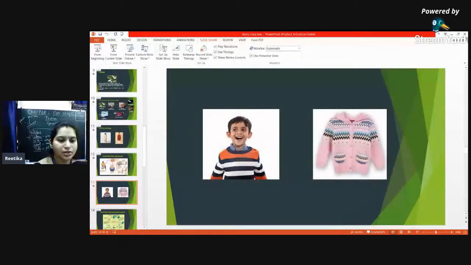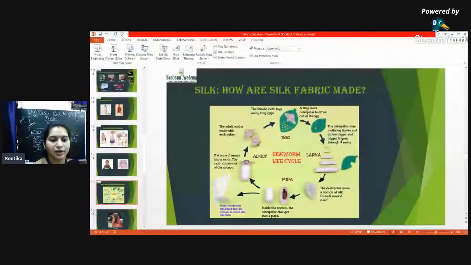Right. Now coming on to the next, that is silk. How is silk fabric made? So we know that silk is made from the silkworm. Yes. And what is a silkworm? Earlier, the silkworm is called a moth. Nowadays, you can see moths at your home also. Yes. So the moth lays hundreds of eggs. They lay the eggs on a mulberry leaf. They eat the mulberry leaf and start to grow, and they grow in the form of a caterpillar.